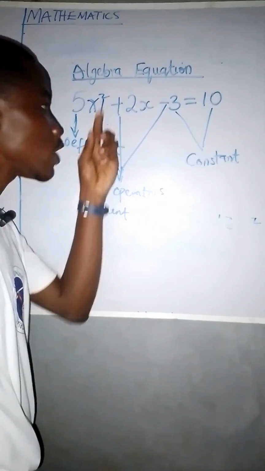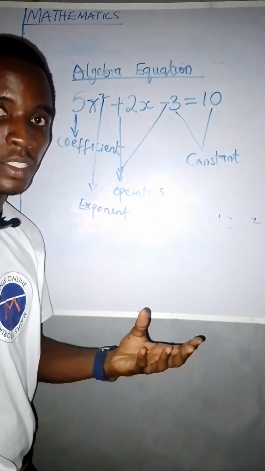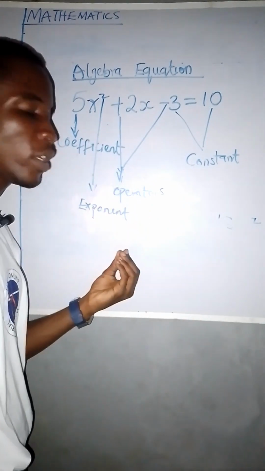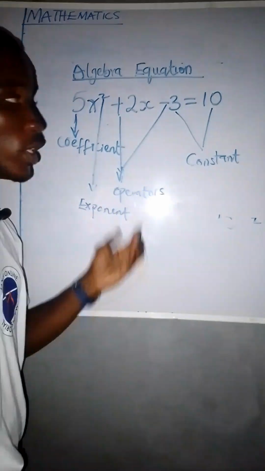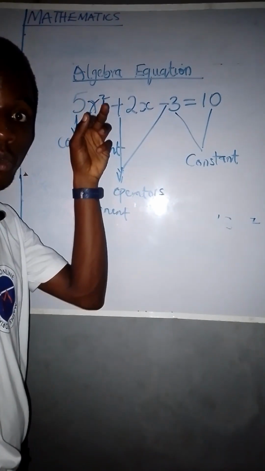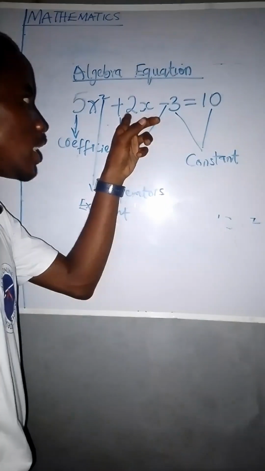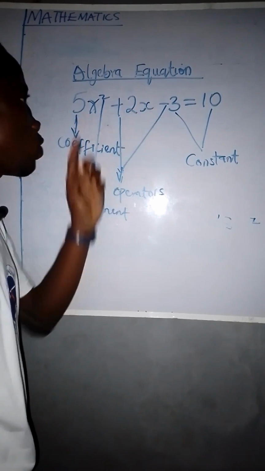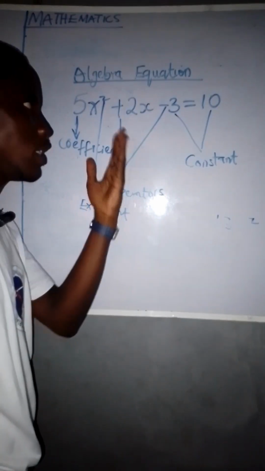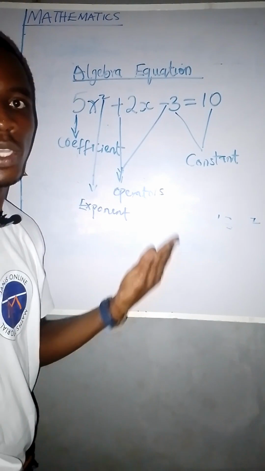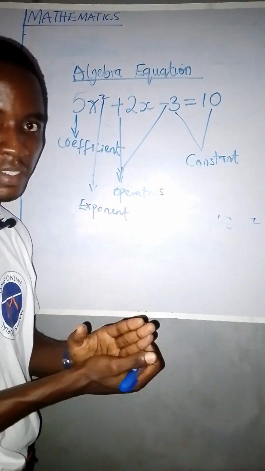The 2 there is known as the exponent. x to the power 2 has an exponent because there's a power on that particular variable, which is the x. Then this particular 2 here is also a coefficient. Why? Because it's attached to a variable, which is x.